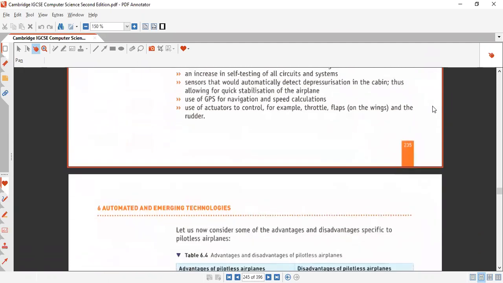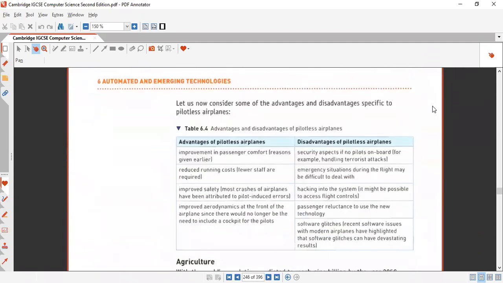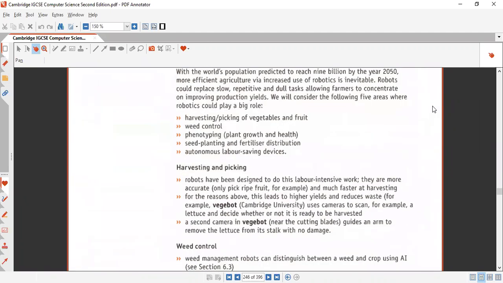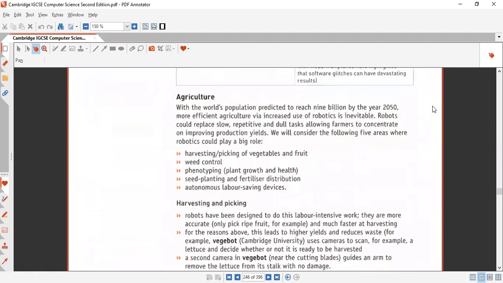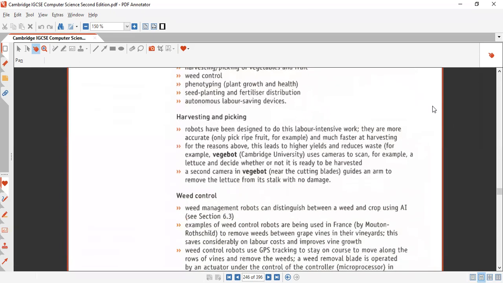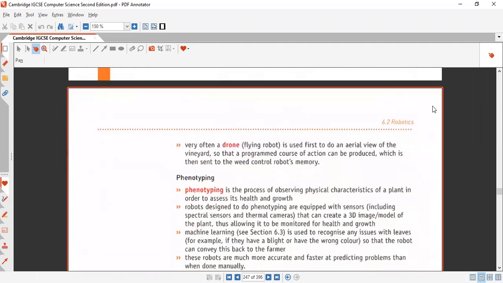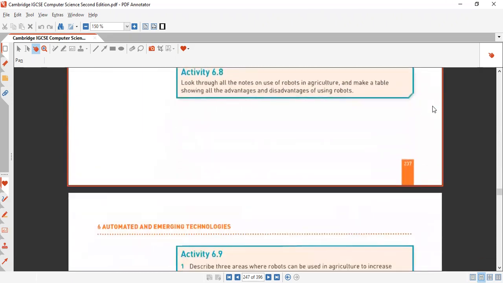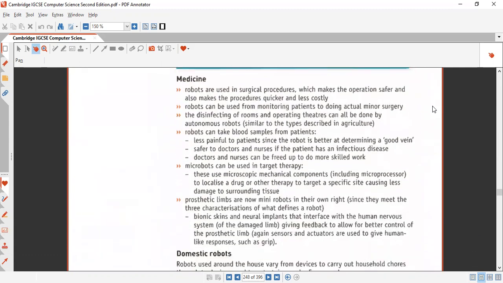Now again, we do have some things with the automated pilot, so you can go through this later on. Agriculture. When it comes to agriculture, there are multiple things where a robot can be utilized. A robot can be used in the process of harvesting and picking up things. Apart from that, it can be utilized in weed control and phenotyping, and all these things.